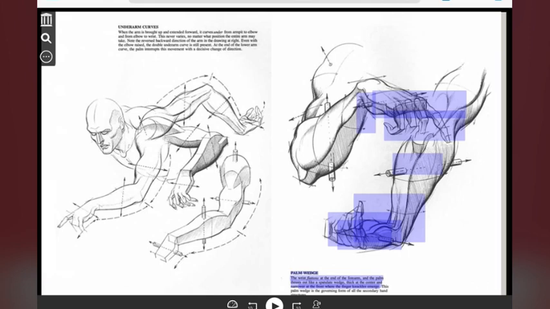Palm wedge. The wrist flattens at the end of the forearm, and the palm is cut out like a spatulate wedge, thick at the center and wide at the front where the finger knuckles emerge. This palm wedge is the governing form of all the secondary hand.